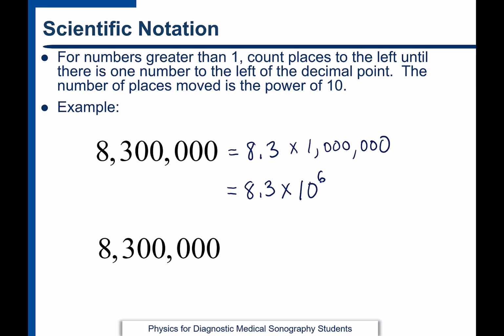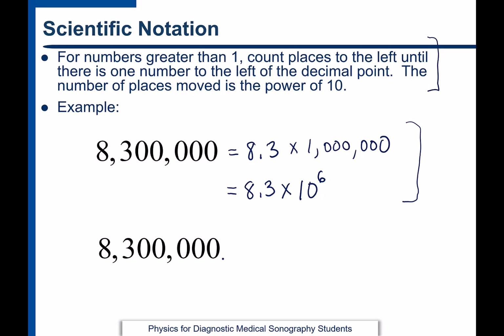Now there's a quick way to get to the answer. And again, once you kind of understand why it works, then you can really just use this rule. It says for numbers greater than 1, count places to the left until there is one number to the left of the decimal point. The number of places moved is the power of 10.